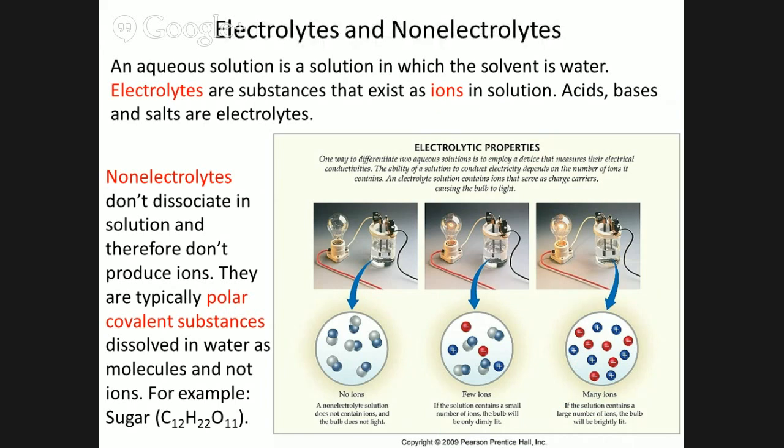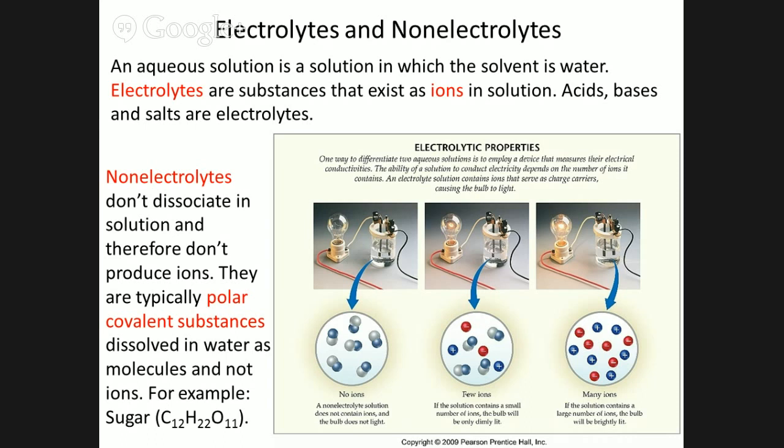Okay, some more vocabulary. Electrolytes versus non-electrolytes. An aqueous solution is a water solution that's had something dissolved in it. Acids, bases, and salts dissolved in water are electrolytes. Basically, electrolytes form ions in solution. If it's a salt, they fall apart into their cations and anions. They break apart. We call that dissociate. With acids, they create a lot of hydrogen ions in solution. Bases can create a lot of hydroxide ions, OH minus ions, in solution.